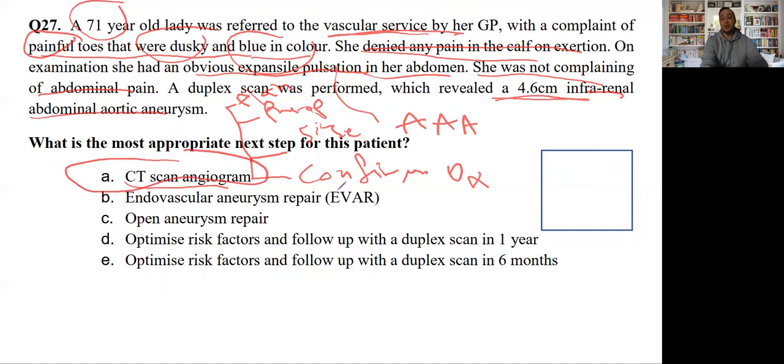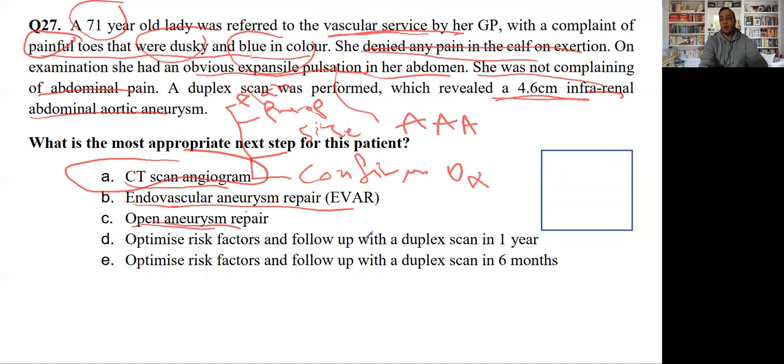The other option, to go straight away to theater to do EVAR, I think it is unreasonable to do this. You have to do more investigation to know the exact site of the aneurysm and the exact size of the aneurysm. So open aneurysm repair is as well not a reasonable option. We have to decide about EVAR or open after doing CT angiogram.